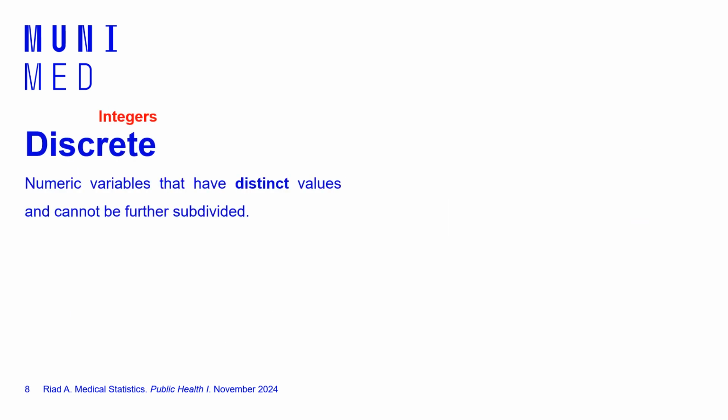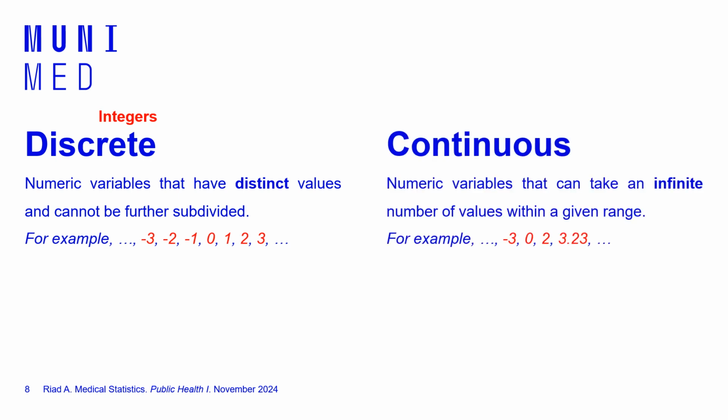Also, numerical variables can be described using discrete or continuous numbers. So discrete numbers are the numerical variables that have distinct values and cannot be subdivided. So this is 0, 1, 2, 3, and etc. However, continuous variables, those are the numerical variables that can be organized on a continuum of values or can take an infinite number of values within a given range. So it can be 0, 2, 3.2, 3.5, 3.7, and etc.